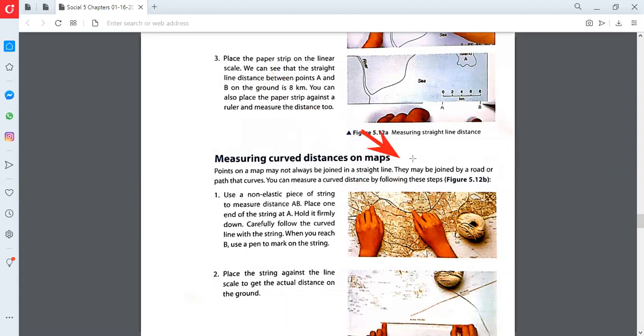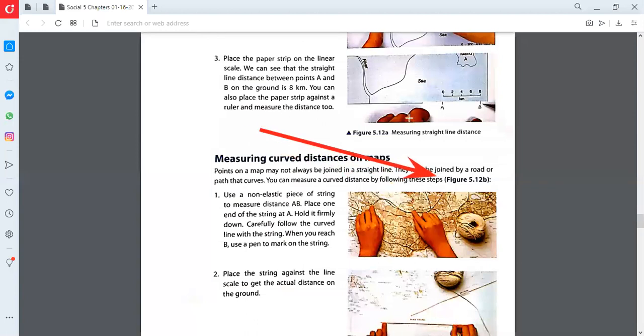So they may be joined by a road or a path that curves, like roads, railway lines, the strong paths on which you can walk or run or drive. So ultimately, they are not straight. The roads are not straight because reaching from one point to the other, the road will curve in many places. So you can measure curved distances by the following steps.